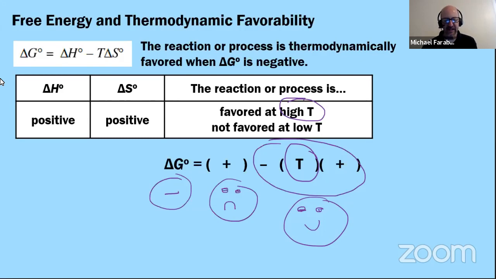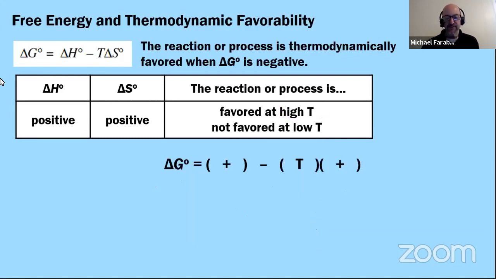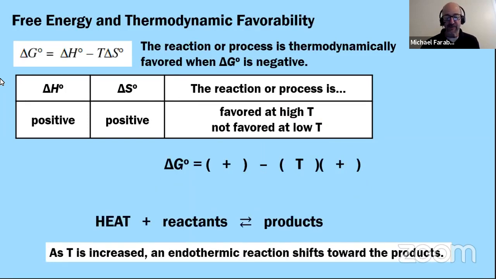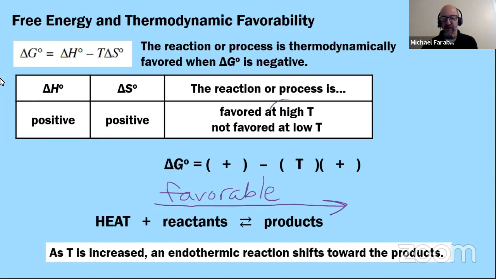So you want a high value for temperature because then this portion will be negative and make the overall delta G negative. You can also think of this in terms of Le Chatelier's principle. So we have a positive delta H, which means we have an endothermic reaction. You may recall from an earlier lesson that as temperature is increased, the endothermic reaction will shift in the direction of the products. That would make the reaction more favorable. So an endothermic reaction tends to be favored at high temperature.